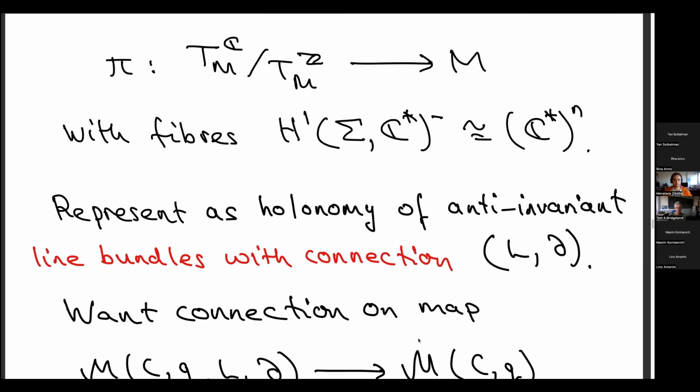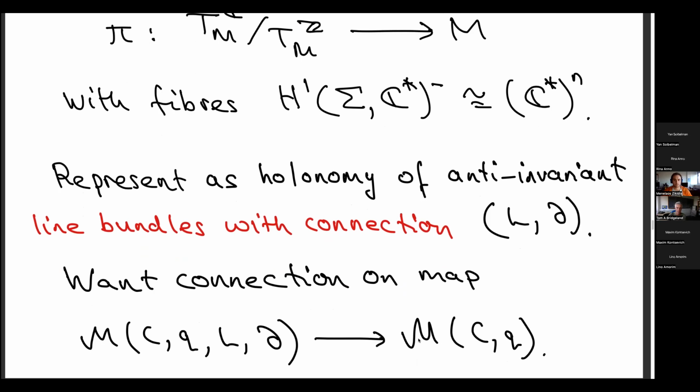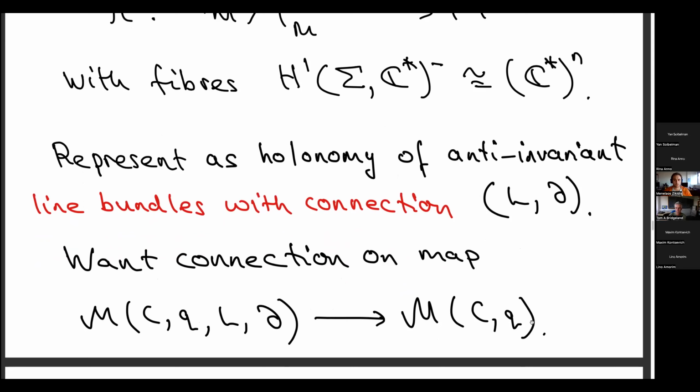So to rephrase what we're looking for, I'm going to write it like this. Our moduli space M that we were thinking about was really the moduli space of curves with a quadratic differential. And here what we want to think about is curves with a quadratic differential and a line bundle on the spectral curve with a connection. Okay, there's an obvious projection, and we want to make a nonlinear connection on this map.